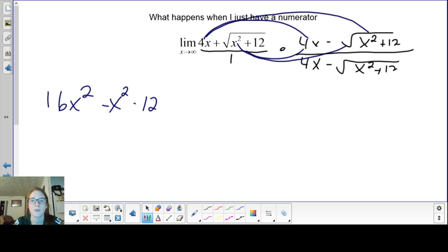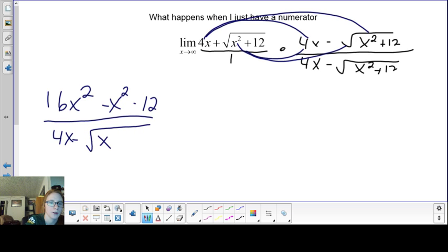The square roots eventually will essentially be squared. You'd have that thing negatively squared because you have the negative of positive times negative. So this would cancel out the square root, and then you distribute the negative sign to everything. And that is over 4x minus the square root of x squared plus 12. That's still the limit. We haven't taken it yet. I'm going to go ahead and simplify it.